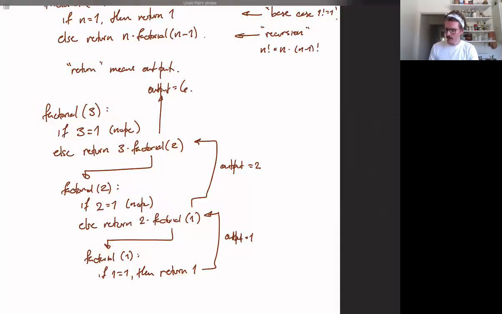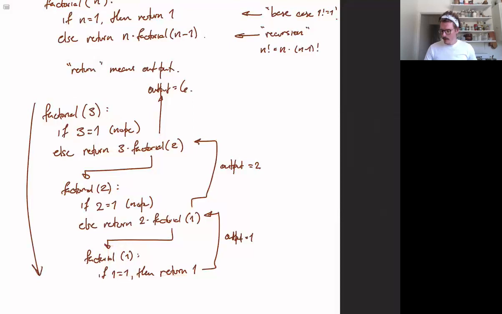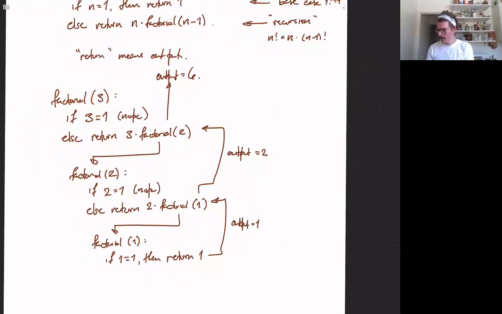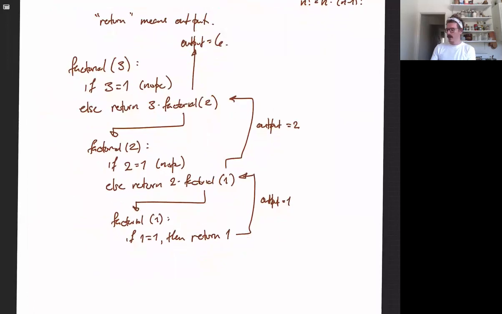So somehow, when you're doing a recursive algorithm, there's sort of a downward step where you are recursively calling the function. And then there's an upward step where your function is returning outputs and you are building up those outputs into the solution. So this is essentially how this algorithm works.